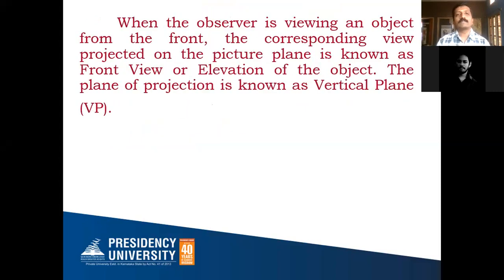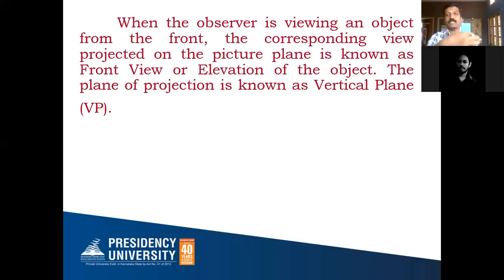Okay, so that's what I mean. The observer is viewing an object from the front side of it. For example, this is the object. Assume that you are the observer. You are visualizing this, or seeing this object, by standing at the front side of it. You are observing it. The corresponding view is projected. So, what does the principle of projection say?